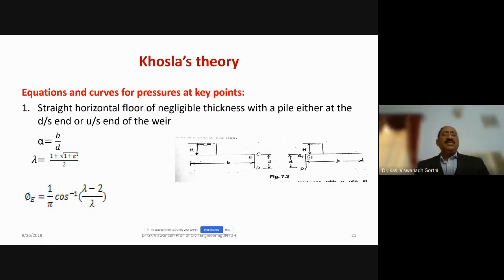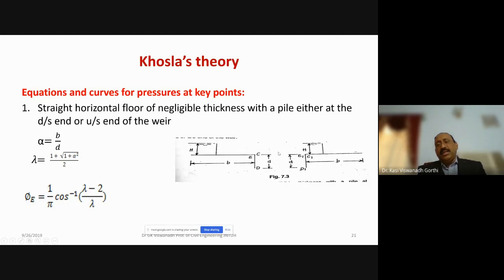You are taking a very simple elementary form. The elementary form is a straight horizontal floor, thickness is negligible, pile is provided at the upstream side, or pile is provided at the downstream side. Then calculate alpha. Alpha is equal to B by D. What is B here? You have the case where you have a weir wall with head H causing flow. B is the total length of the horizontal floor. D is the thickness of the pile. Here also B is the total length of the horizontal floor and D is the thickness of the pile.